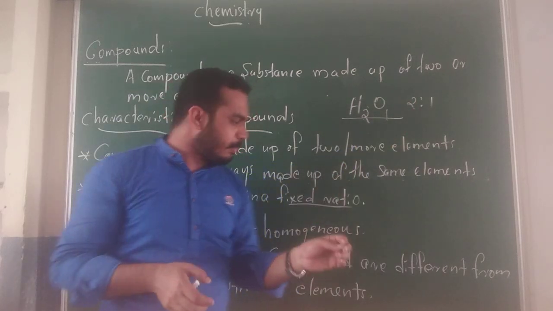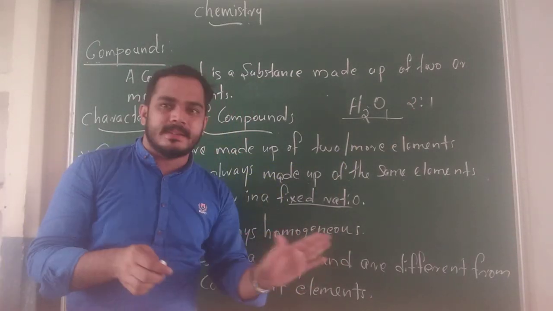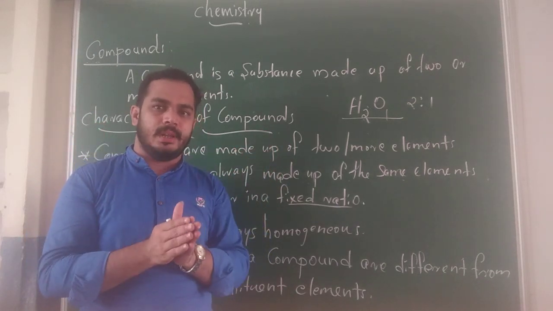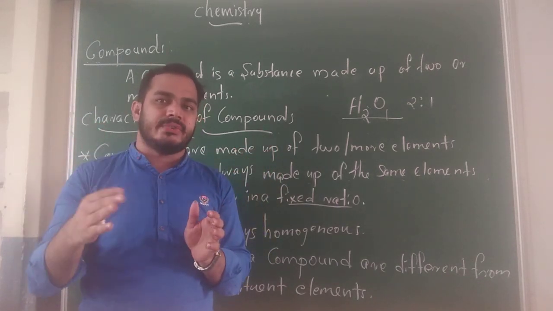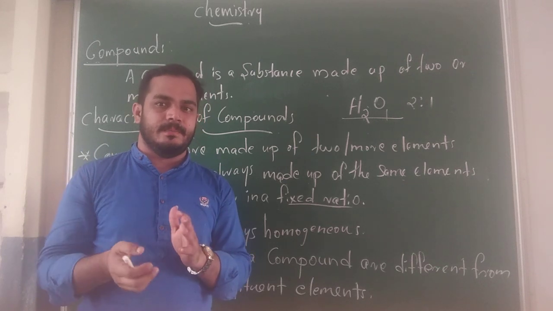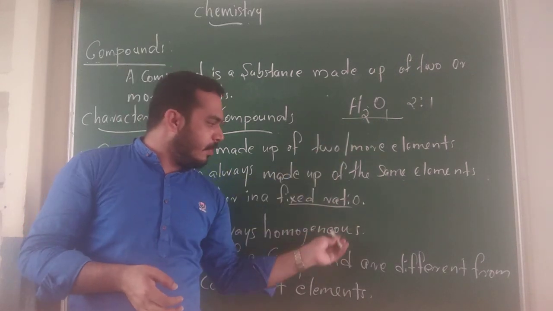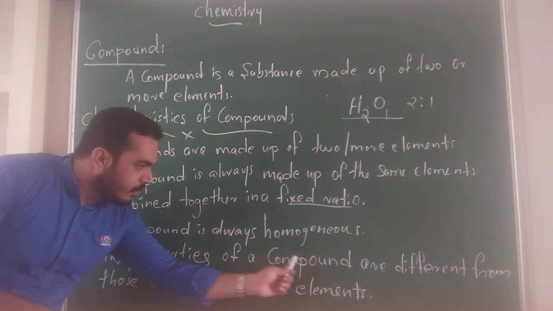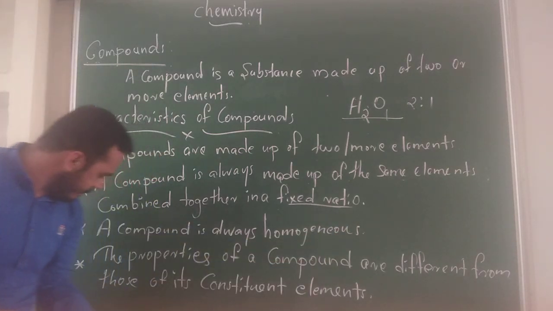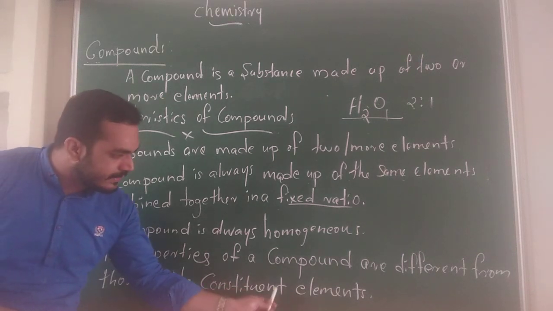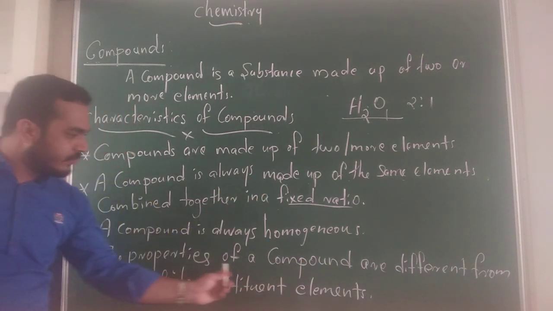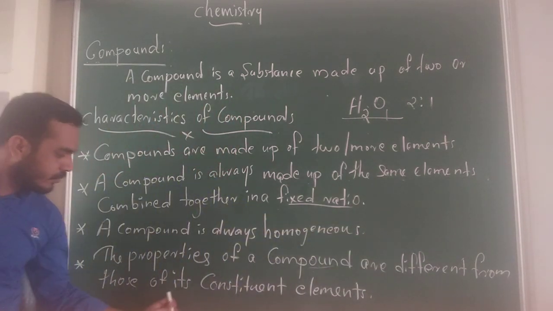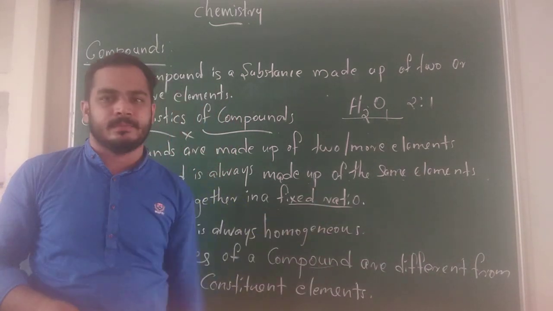Very simply, homogeneous means that the compound is mixed completely or uniformly. We can't identify the taste or property separately. Okay, that's homogeneous. And the next one more. The properties of a compound are different from those of its constituent elements. The properties of compound are different from those of its constituent elements.